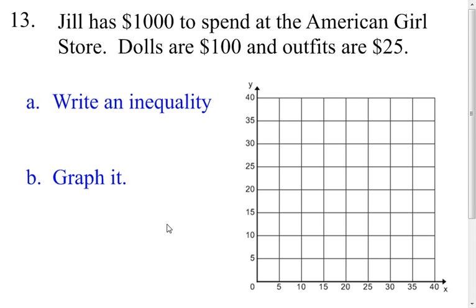First of all, I'm going to define my variables. I'm going to say that D stands for dolls, and I'm going to use F because I don't want to use O. It might look like a 0. F stands for outfits.